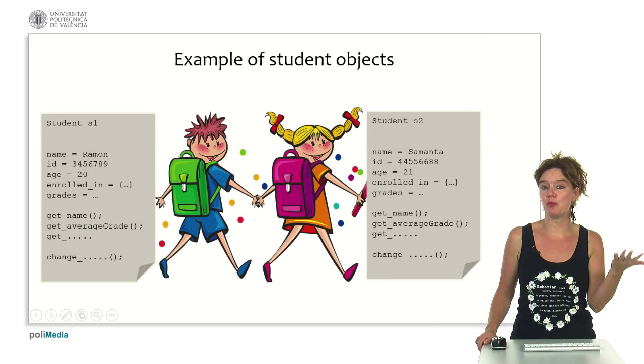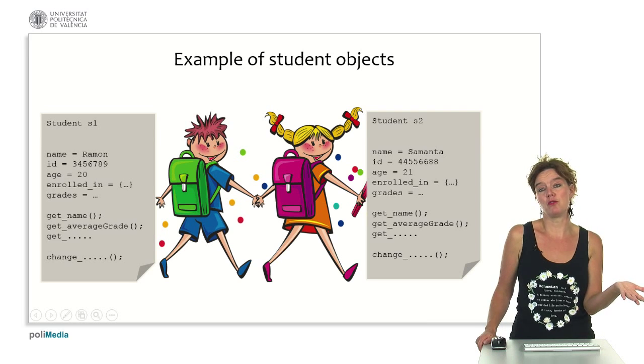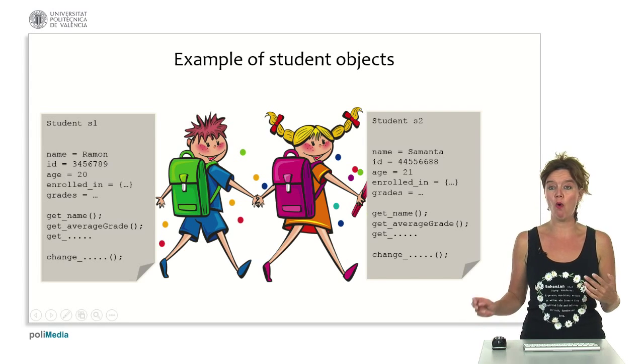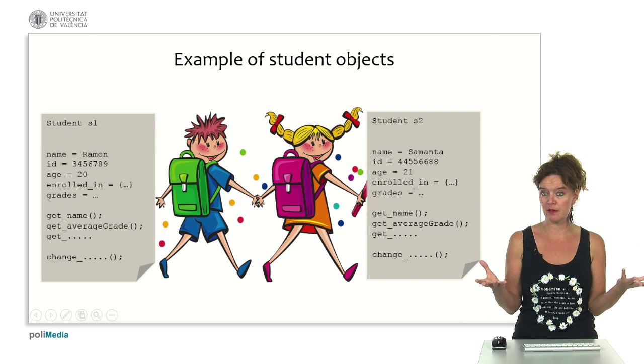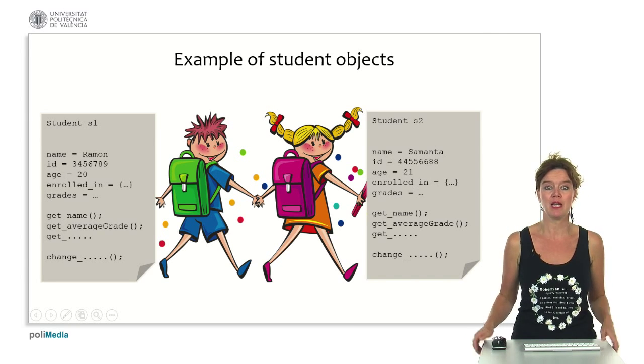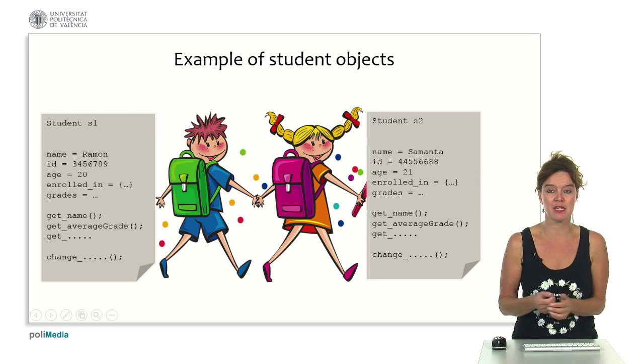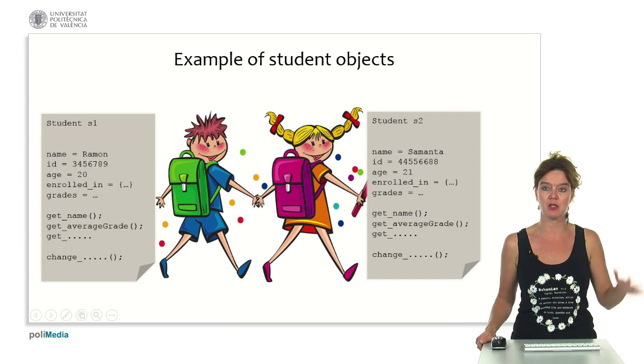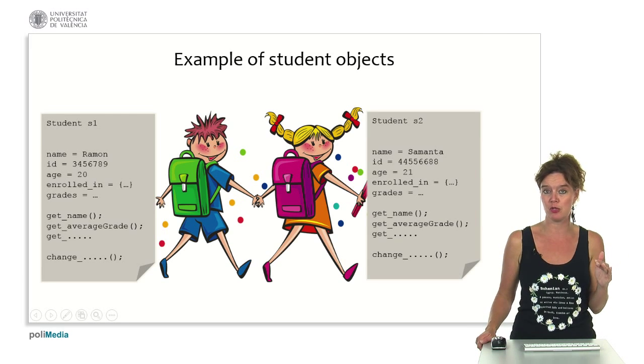What behavior do we want to call? Well, we want to, for example, obtain the name of the student, the average grade, or get the subjects he's enrolled in, and so on. Or we want to change his name, we want to change his ID number, or we want to change the subjects he's enrolled in. So these are all the methods we can define on the student.